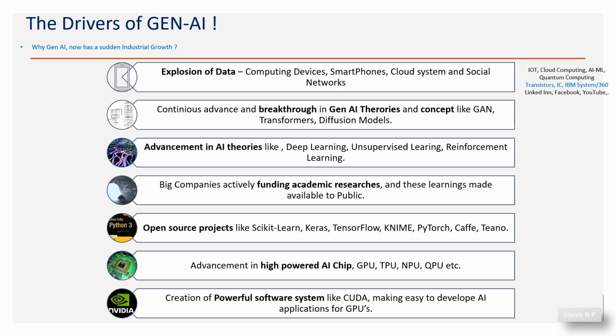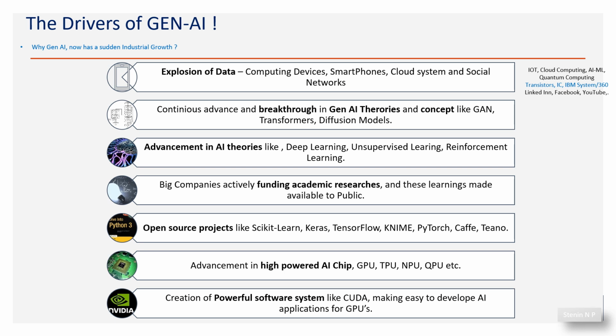So we had IoT, cloud computing, AI, ML, all the way towards quantum computation. From another angle, we evolved from the transistor, integrated circuit, IBM System/360, and so on. LinkedIn, Facebook, YouTube, some of the social media, social networking, have exploded in these times. Then we have the second point.